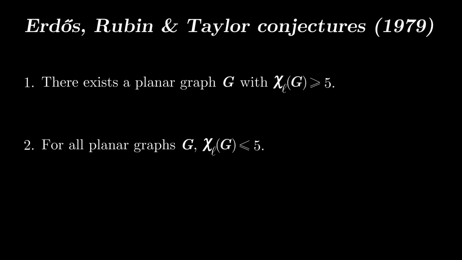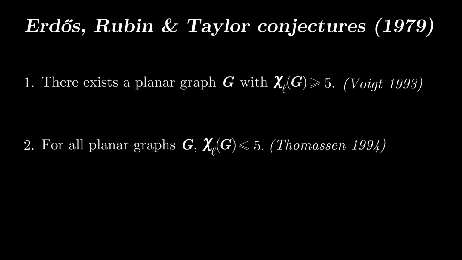So these things were conjectured by Erdős, Rubin and Taylor, but they weren't proven until later. The first conjecture was proven in 1993 by Margit Voigt, showing an example of a graph with list chromatic number 5, and 1 year later, Carsten Thomassen proved the second conjecture.